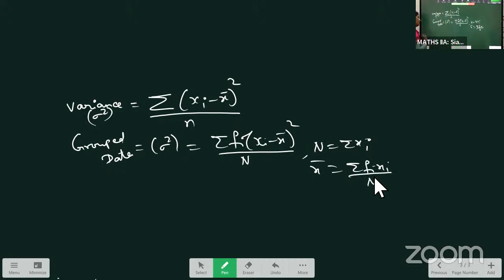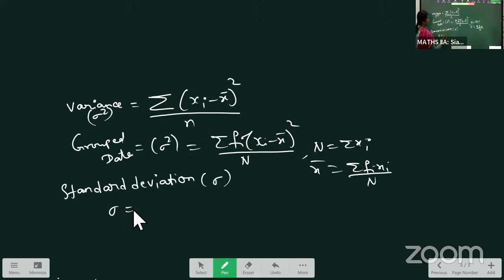In this, one more is there, standard deviation. After finding variance, if you find the square root, you will get standard deviation. Standard deviation is denoted by sigma. The formula for sigma for ungrouped data is under root sigma xi minus x bar whole square by n. If it is for grouped data, before that you have to write fi.